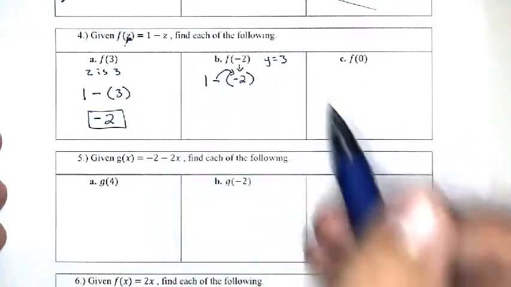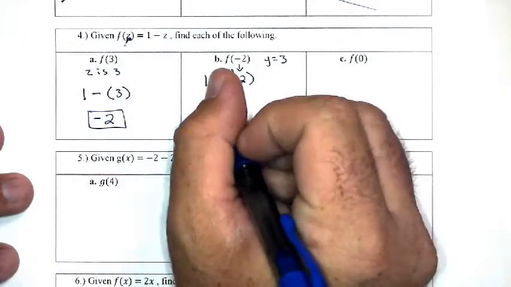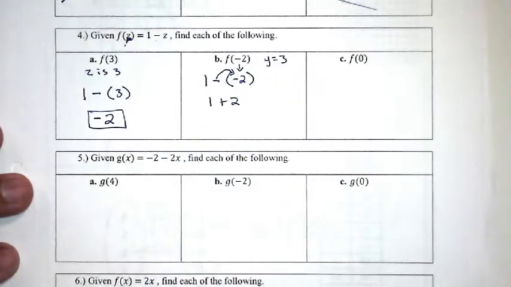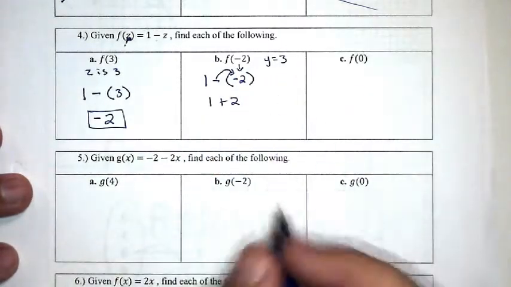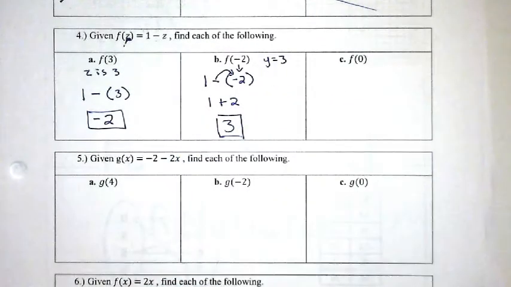All that is telling you when you distribute a negative is just change everything in the parentheses to its opposite. What is the opposite of negative 2? Positive 2. Simplify again. What's 1 plus 2? 3. Okay, good job. This one right here, same thing. I have my expression. I replace z with 0.